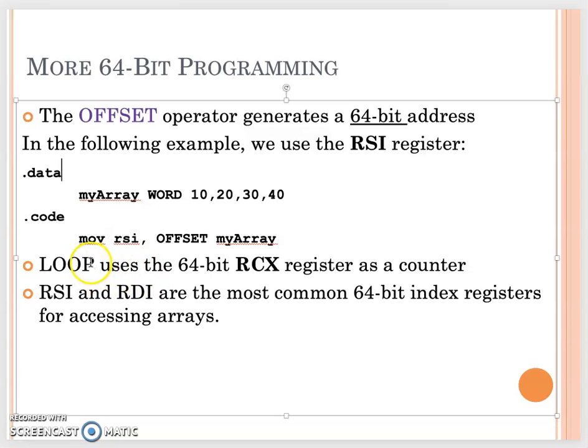And also the other thing, about your loop instruction, the same thing. The loop in 32-bit environment, we use ECX as the counter. So in 64-bit, there will be RCX. The same thing when you want to work on the array. Before in 32-bit environment, we were using ESI and EDI. So in 64-bit environment, there will be RSI and RDI as the most common 64-bit index registers to access the array.